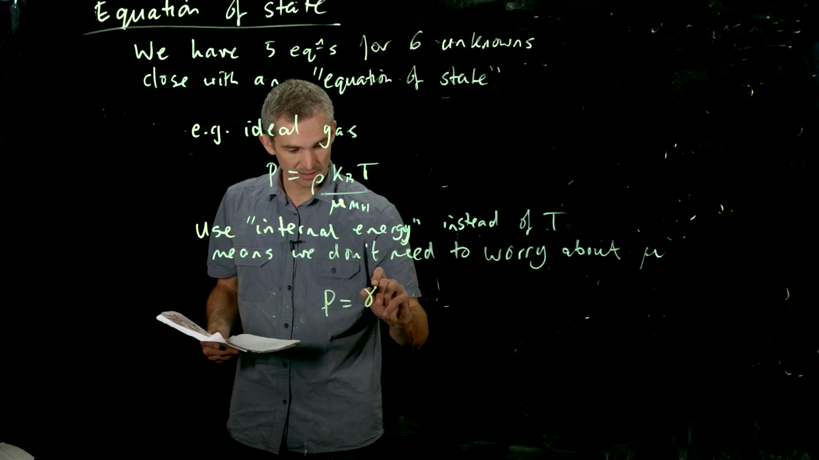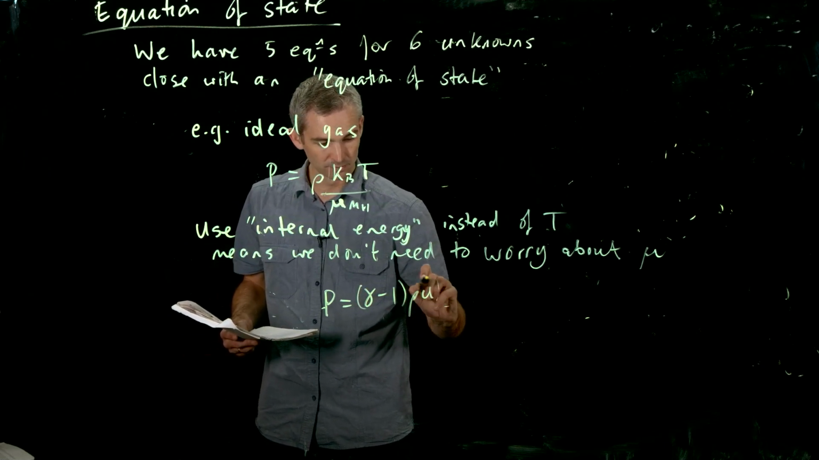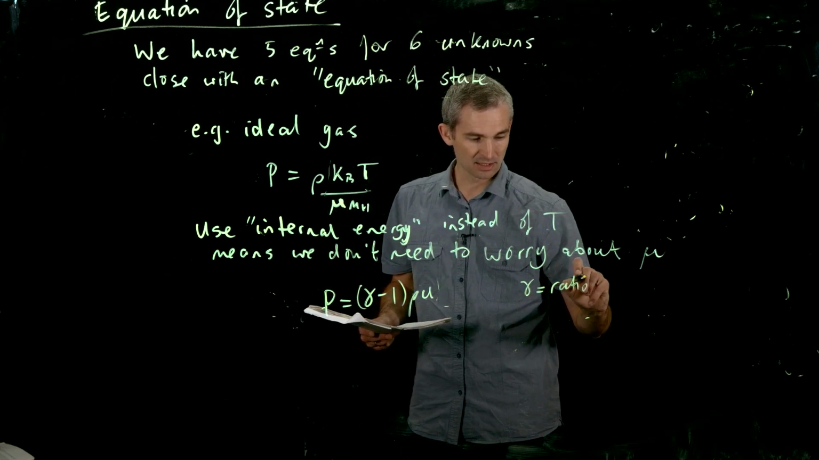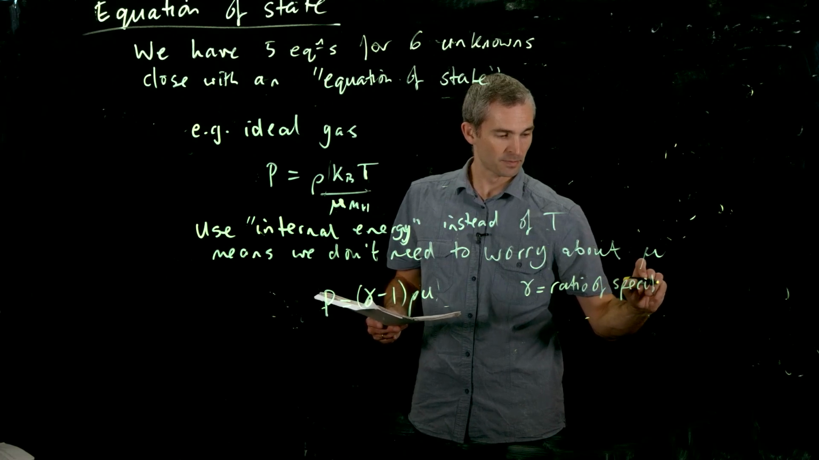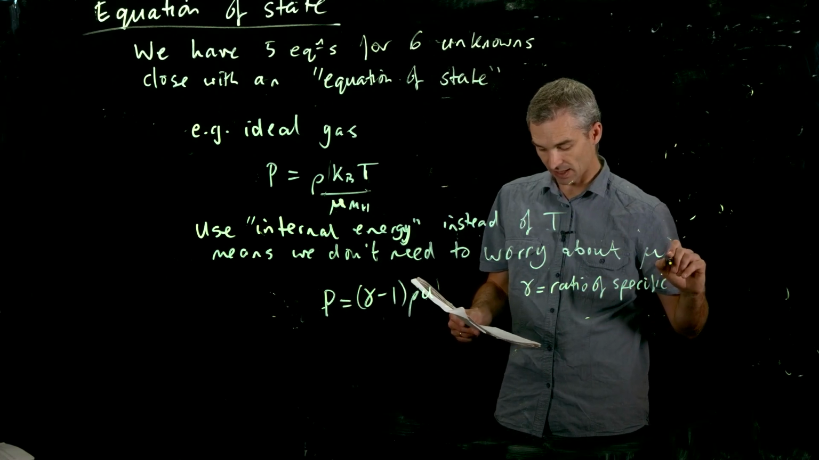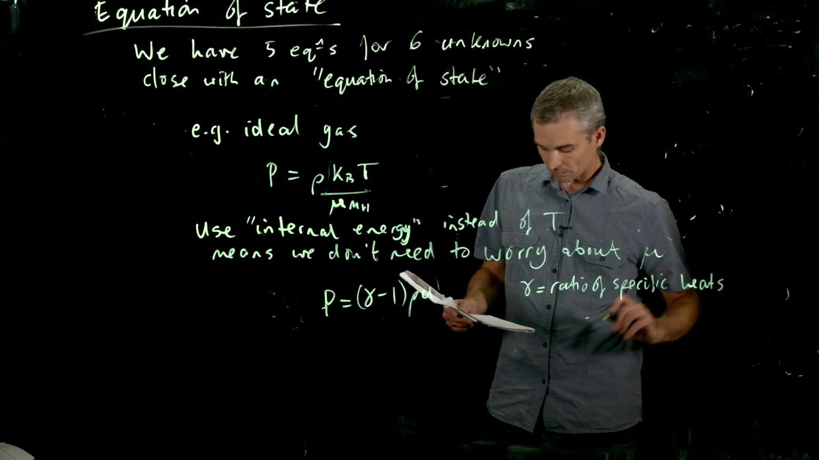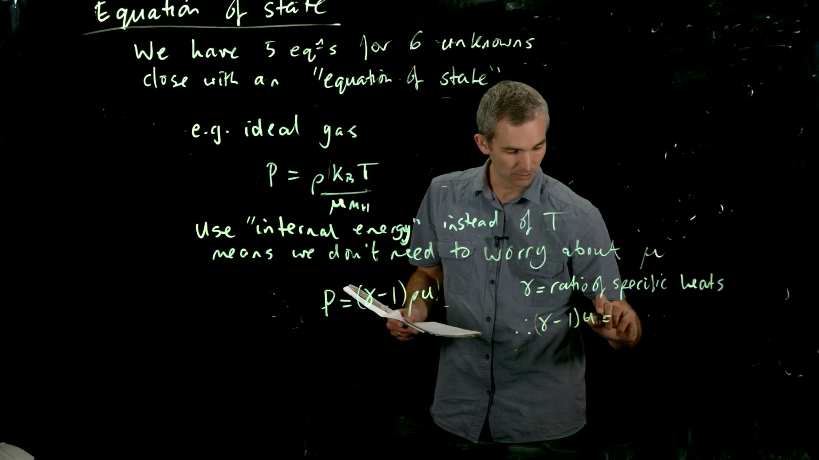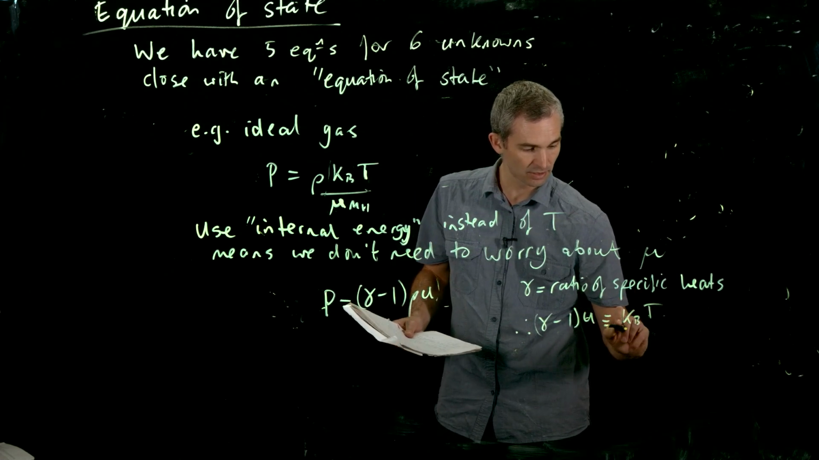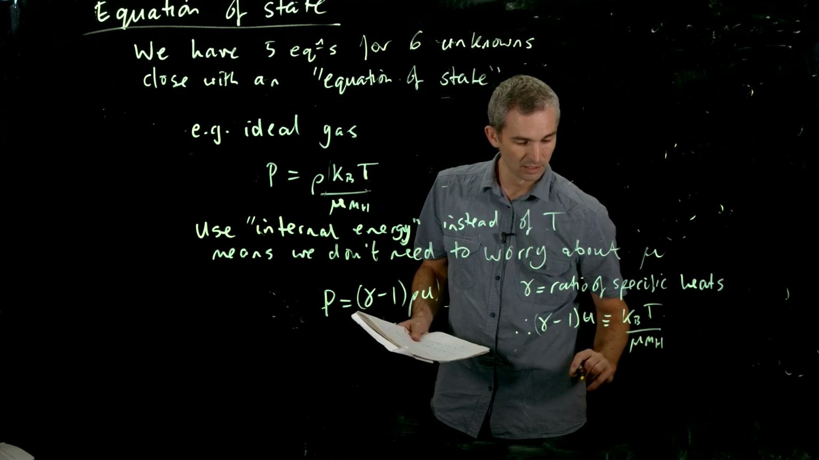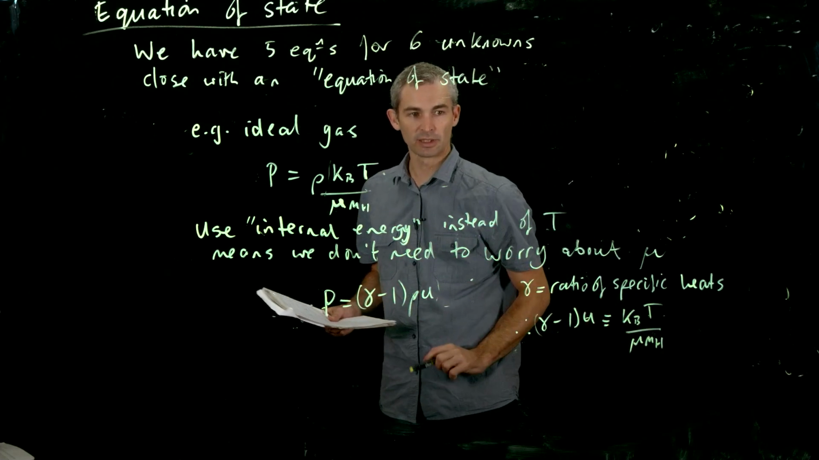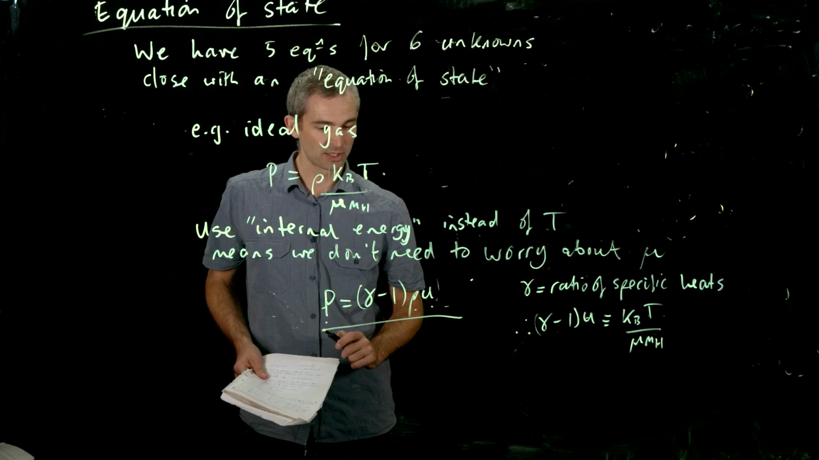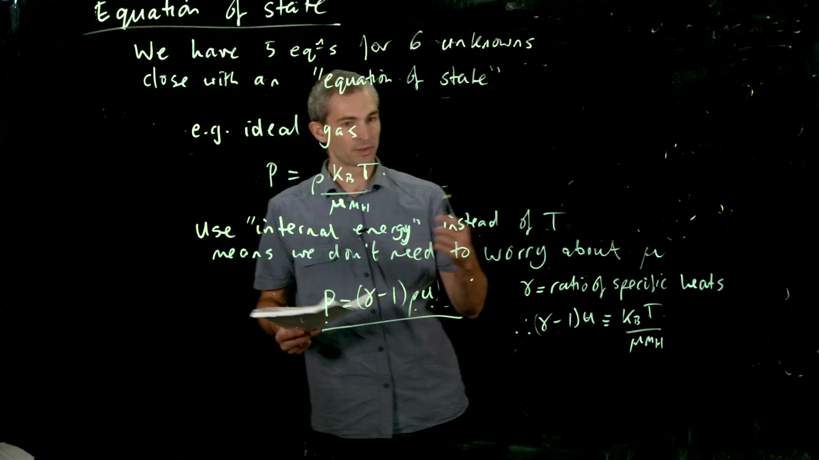So what we simply write is P equals gamma minus 1 rho U as our equation of state, where gamma is the ratio of specific heats. So this is sometimes called the adiabatic equation of state. And that implies that gamma minus 1 U is equivalent to saying that it's equal to k_B T on mu m_H. So these two expressions are equivalent, but we just prefer using this one because this gives us our pressure in terms of our density and internal energy, and we never really have to worry about what the temperature is.